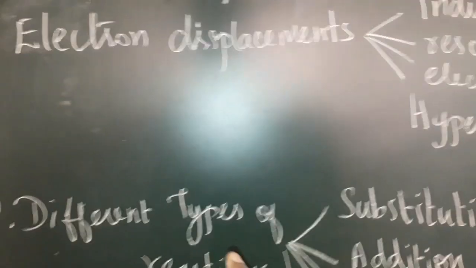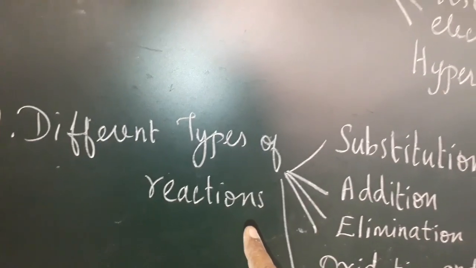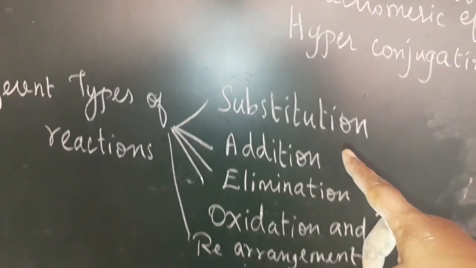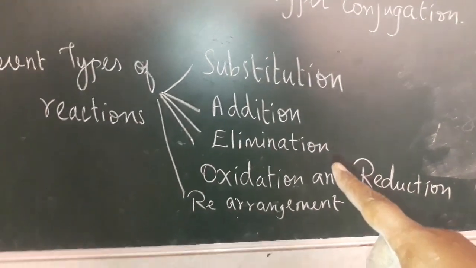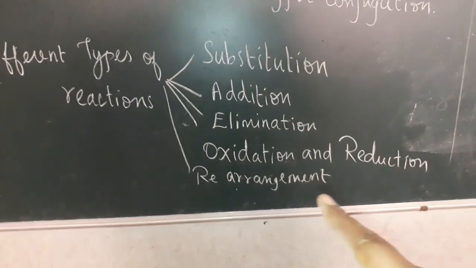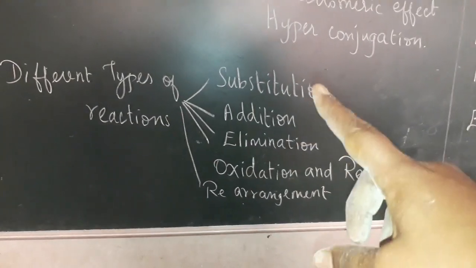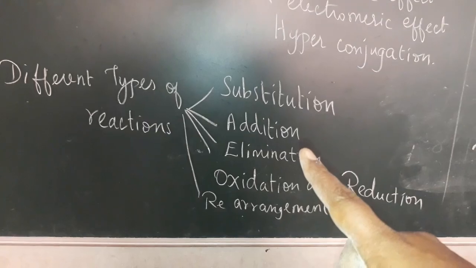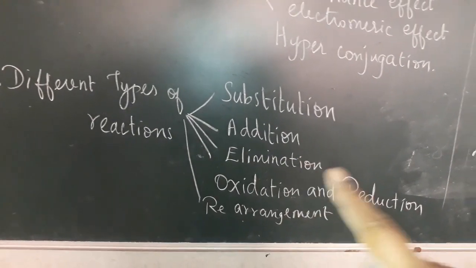The next topic is the different types of reactions. Reactions are of different types. What are they? Substitution, addition, elimination, oxidation and reduction. The next one is rearrangement. These are the different types of reaction. We are going to study each reaction with an example. The rest of the lesson is in the PPT.